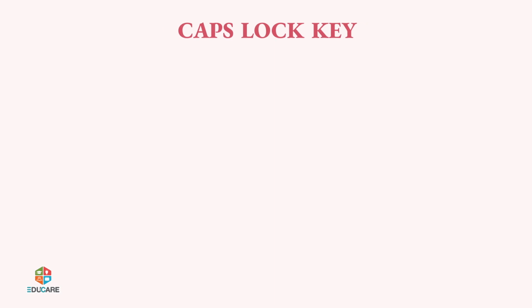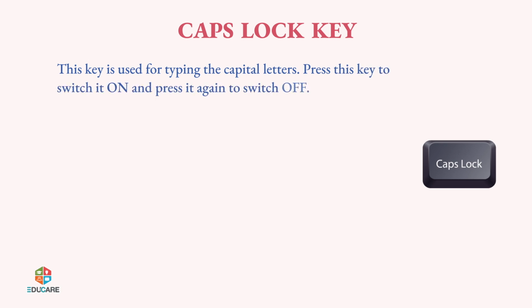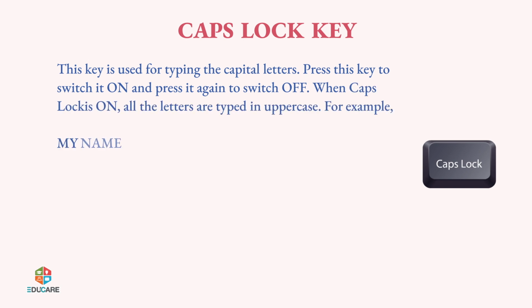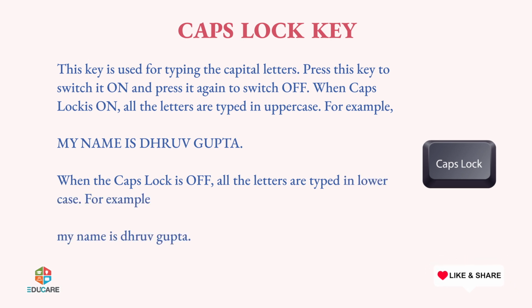Caps Lock key. This key is used for typing the capital letters. Press this key to switch it on and press it again to switch off. When caps lock is on, all the letters are typed in uppercase. For example, MY NAME IS DHRUV GUPTA. When the caps lock key is off, all the letters are typed in lowercase. For example, my name is dhruv gupta.